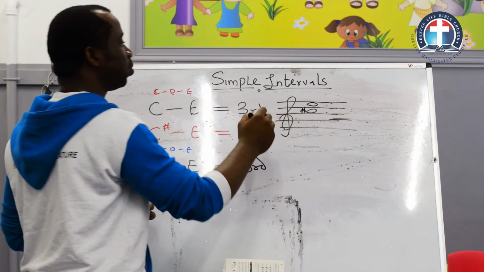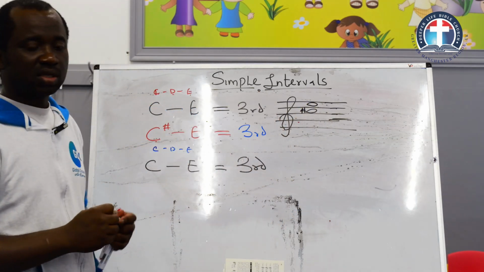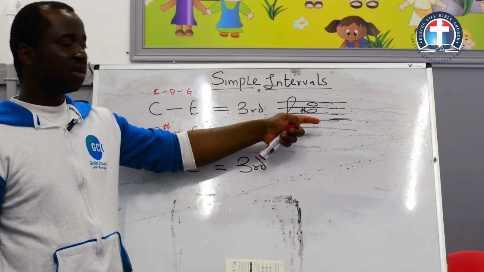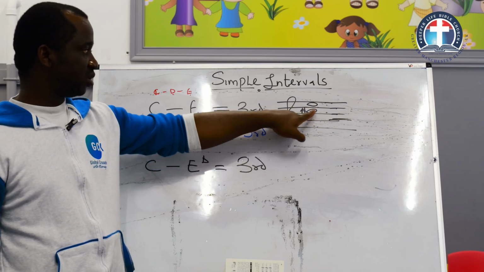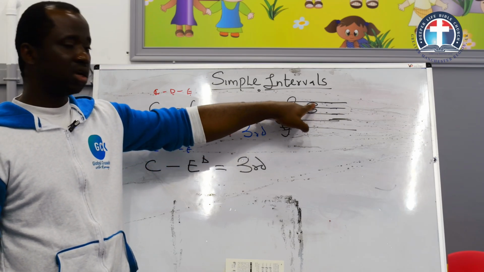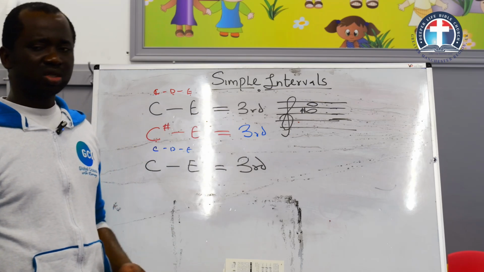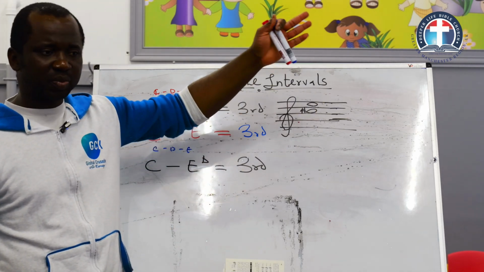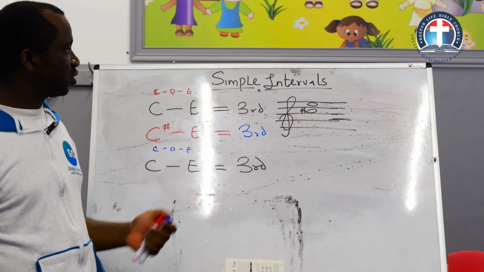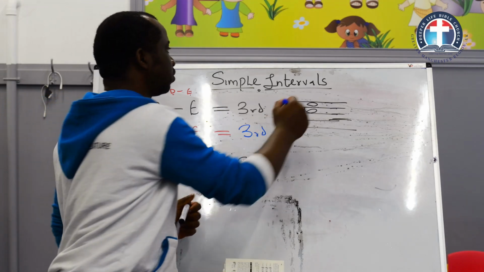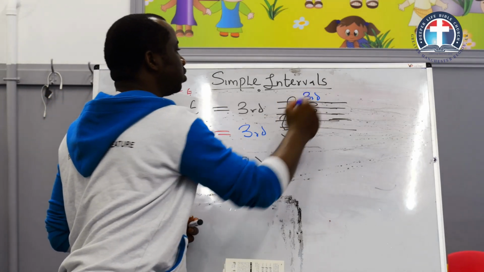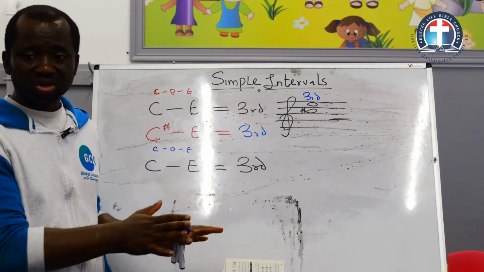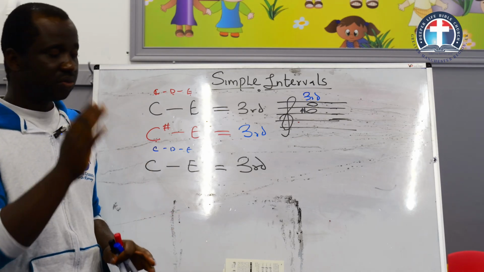So they ask you, what's this? This is just C sharp to E, am I right? So the interval is 1, you count 1, then you count the line 2, then you count the next one, 3, so it's a third. So just count, forget about this sign, just count the space, the line, the space, just like that. So this is going to give you a third. It doesn't matter whether it's minor or major here, it's the same thing, just count.